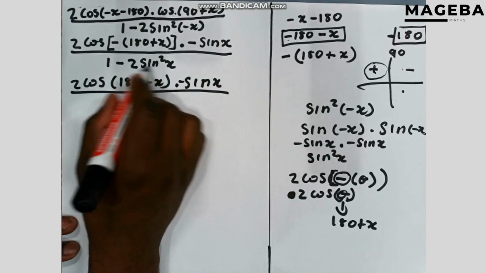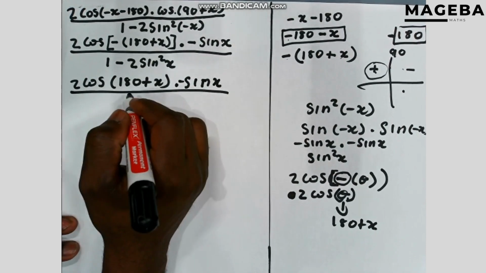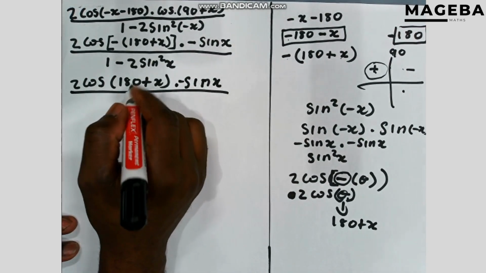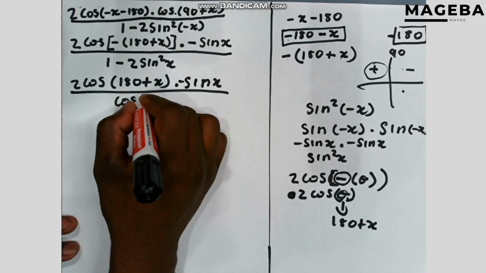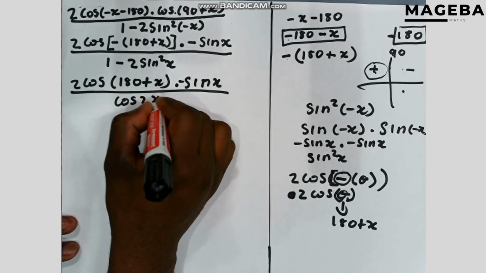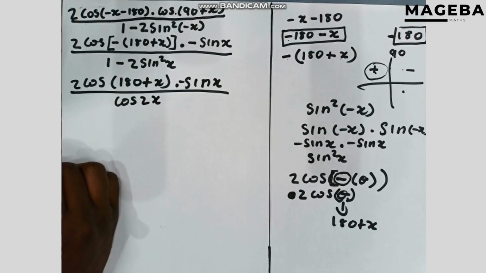Remember, this one is a double angle. Which double angle? It's a cos double angle. So we're just going to come back with cos of 2x, the cos of a double angle.